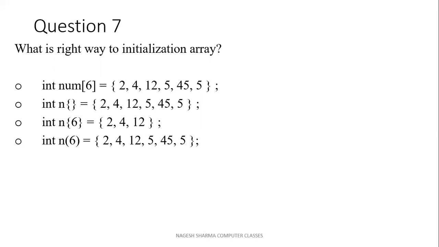So that is an example of conditional compilation. Okay, what is the right way to initialize an array? So the right way is the first one, because every array uses a subscript. There is no option other than the first, where we have used the subscript operator. So the first one is the correct answer.